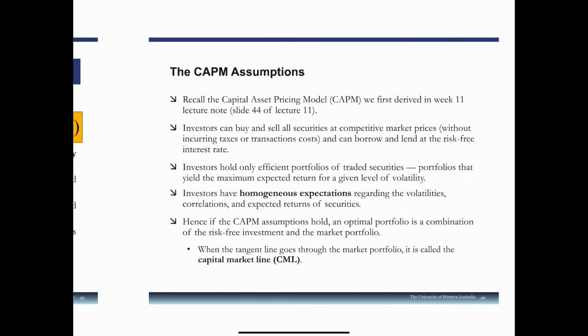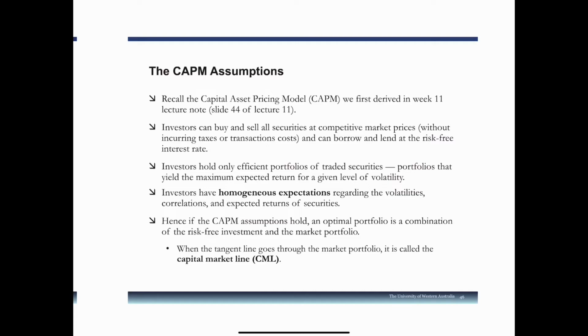So hence, if the CAPM assumptions hold, an optimal portfolio is a combination of the risk-free investment and the market portfolio. And the tangent line that goes through the market portfolio is called the capital market line.